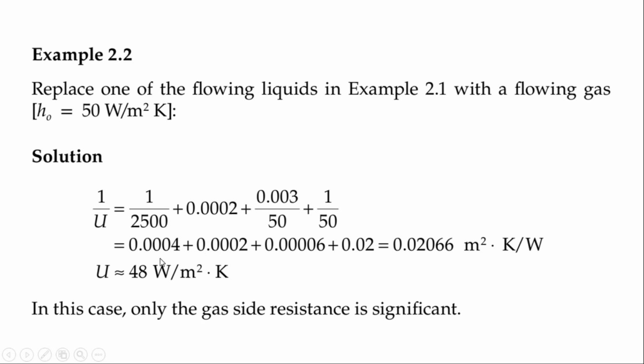When we compare the different resistances, this is the smallest value, this is again the smallest value, this is also the smallest value, and this is the highest value, which is from the heat transfer coefficient for the gas. When we determine the overall heat transfer coefficient, it comes to 48 watt per meter square per Kelvin. So in this case, only the gas side resistance is significant. This one is the gas side resistance, and it is dominant, which ultimately gives you the value of the overall heat transfer coefficient.